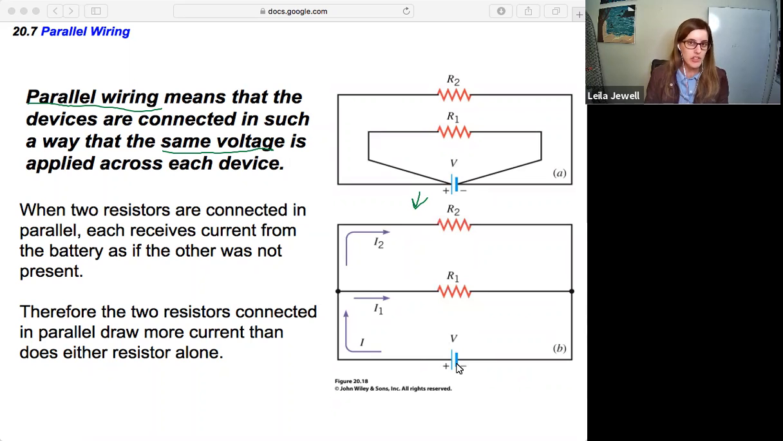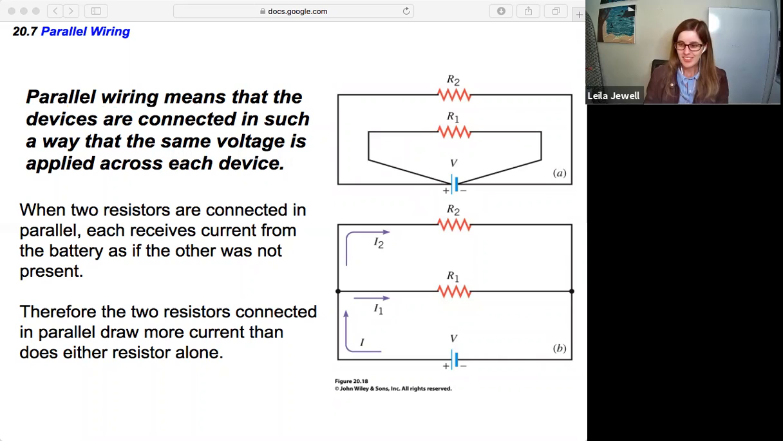So we can see, unlike the series wiring, there's no one path to go from terminal to terminal, right? We have to choose. Either we go through resistor 1 and back to the battery, or we go through resistor 2 and back to the battery. And so as a result, each of these resistors will receive current from the battery as though the other one isn't present. That means that when we have two resistors connected in parallel, they're going to draw more current than either resistor by itself, because each one wants to get all the current, or as much as it can.